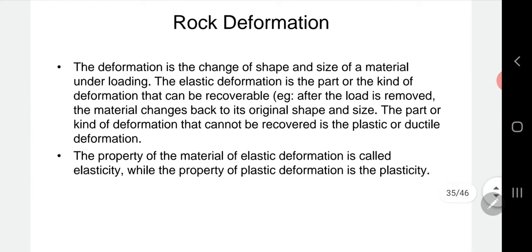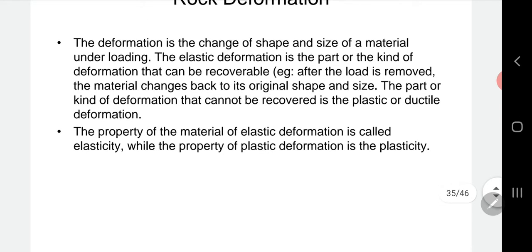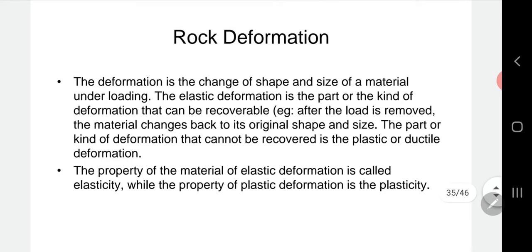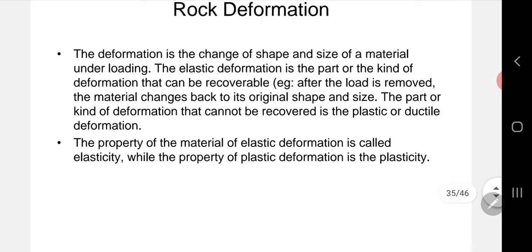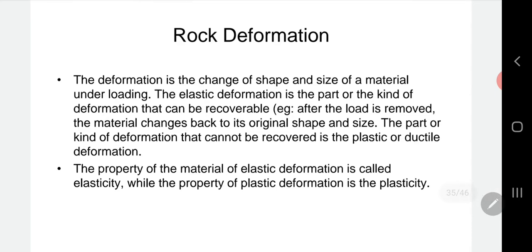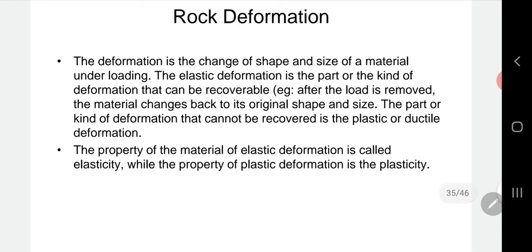Okay, this is when you load the force on the top of your sample. During this activity, your sample is basically either shortened or elongated. And during the load, we will record the deformation. After you unload, sometimes the sample will come back to its original condition, or original size and shape.